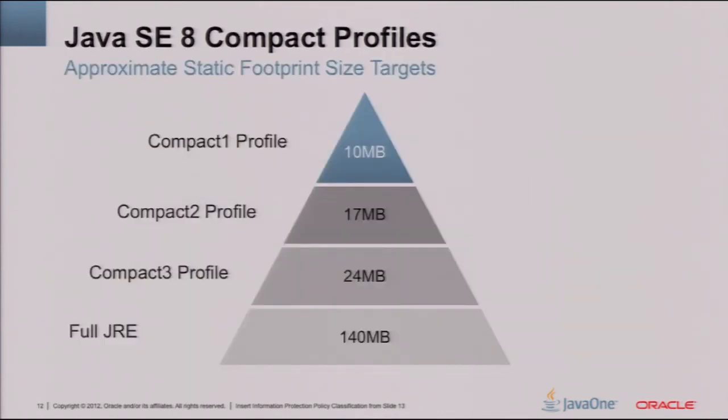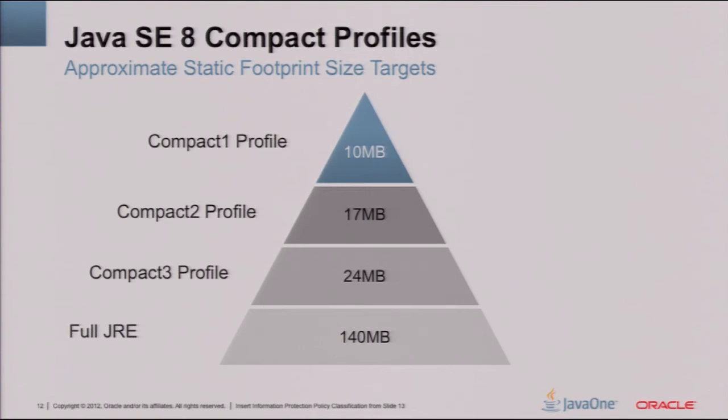Here are our current estimates of where we think we're going to be with the sizes of these different profiles. For the Compact 1 profile, our goal is to get down to 10 megabytes. Now, JDK 8 isn't done yet, and the Lambda team is still adding more stuff in, and we're still trying to pull stuff out. So this 10 megs may be 10, 11, but our goal is to get as close as possible to that 10 megabyte limit. For the Compact 2 profile, we think we're going to require 7 more megabytes to add the functionality in it.